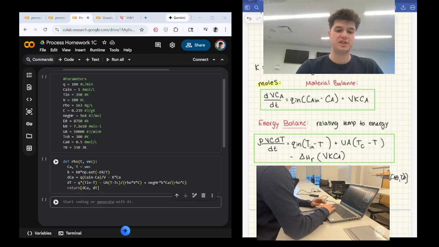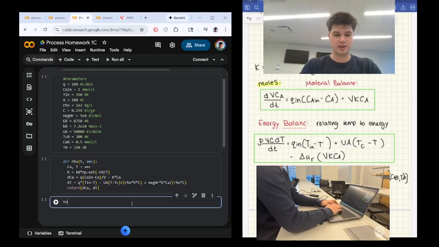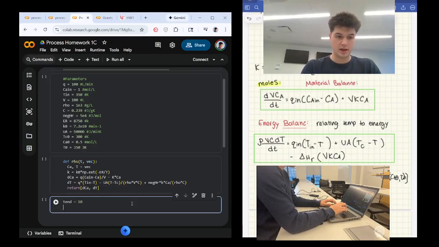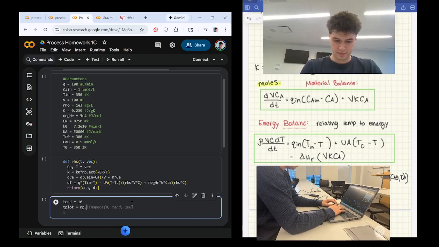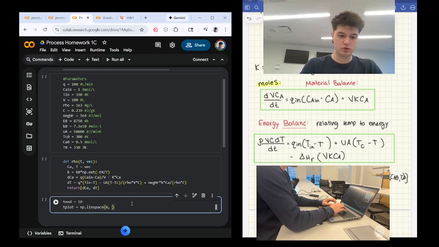So now we have to input our tendencies, which I forgot to do originally in the first or the second video, but I'm not going to forget this time. So our tend, we are going to start off with 10, and we still have to do our t-plot. And this t-plot is going to be equal to np.linspace, and we're going to start at 0 like usual. Second will be our tend, and then we're not only going to want 10 spaces here, so we could do about 500.